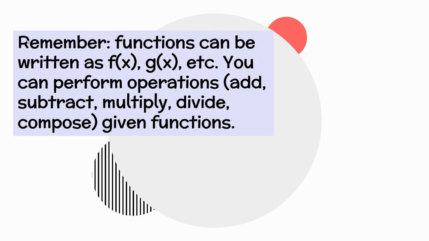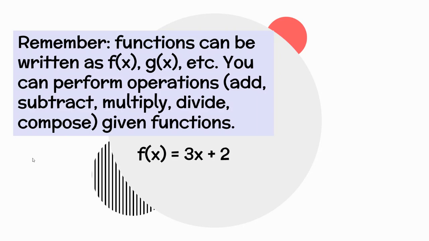So remember, functions can be written as f of x, g of x, h of x, r of t, any combination of letters. I just wanted to point out that this is the way we're going to be talking about functions and not y equals. You can perform operations. We can add them, we can subtract them, we can multiply them and divide them, compose them of any given function. Of any given 2 functions, it's 3 functions, 4, 5, whatever. You've probably already done this and didn't realize you were doing it.